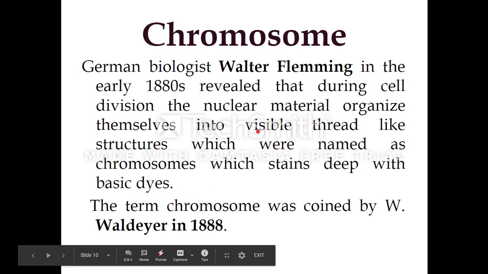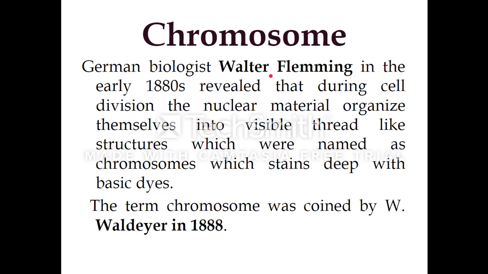Now we'll move on to the structure of the chromosome. The German biologist Walther Flemming in the early 1880s revealed that during cell division, nuclear material organized themselves into visible thread-like structures which were named as chromosomes, which stain deep with basic dyes. These chromosomes appear as visible thread-like structures during cell division and they take up the stain, especially the basic stain or the basic dye.